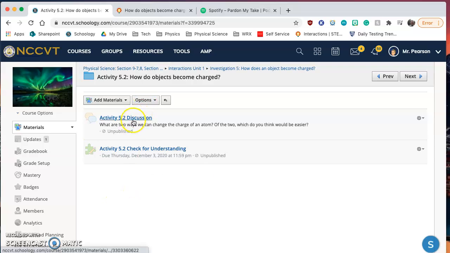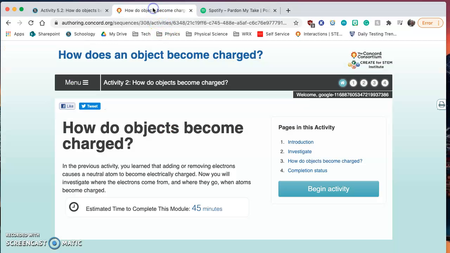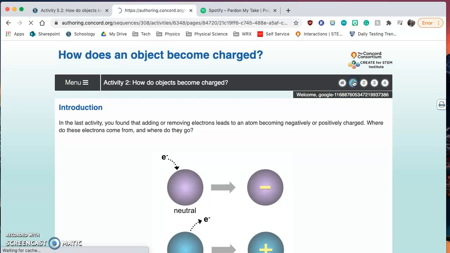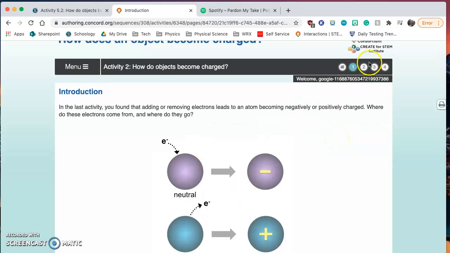Anyway, 5.2, discussion, a little warm-up here. It's asking you to recap 5.1, pretty much what I just talked about. And then there's a check for understanding here. As we go through 5.2 on the Interactions website, again, a recap here.